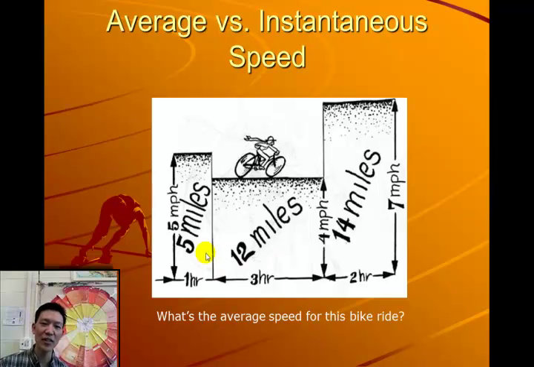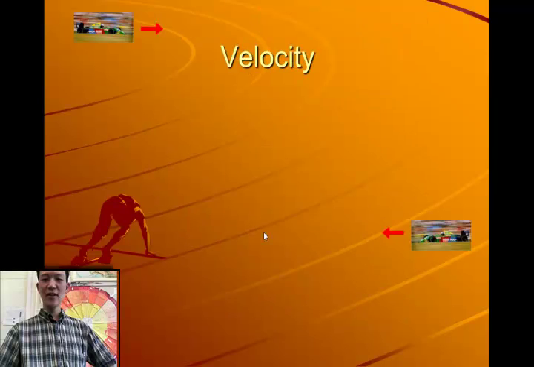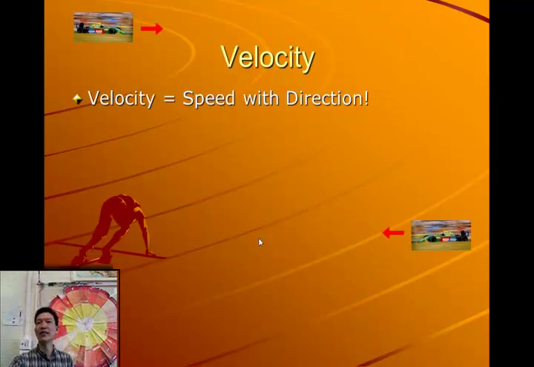Time, right? So all you have to do is add up all the distances, 5 plus 12 plus 14, 17, 14, 31 miles, divided by the total time, which is 1 plus 3 plus 2. Help me out here. 6 hours. There you go. So if we did 31 miles over 6 hours, we could figure it out. It's not about the actual number, it's the idea there. Okay, moving on. Let's talk about velocity.